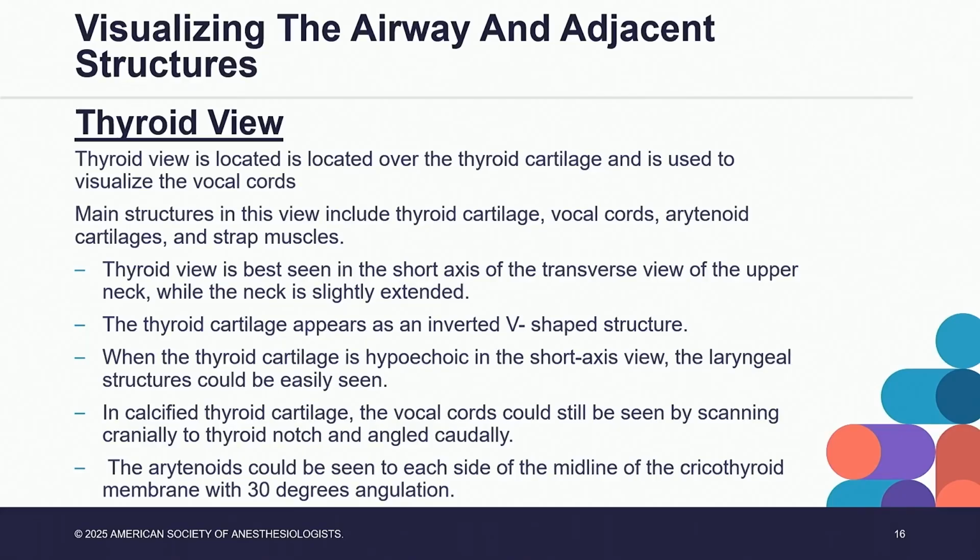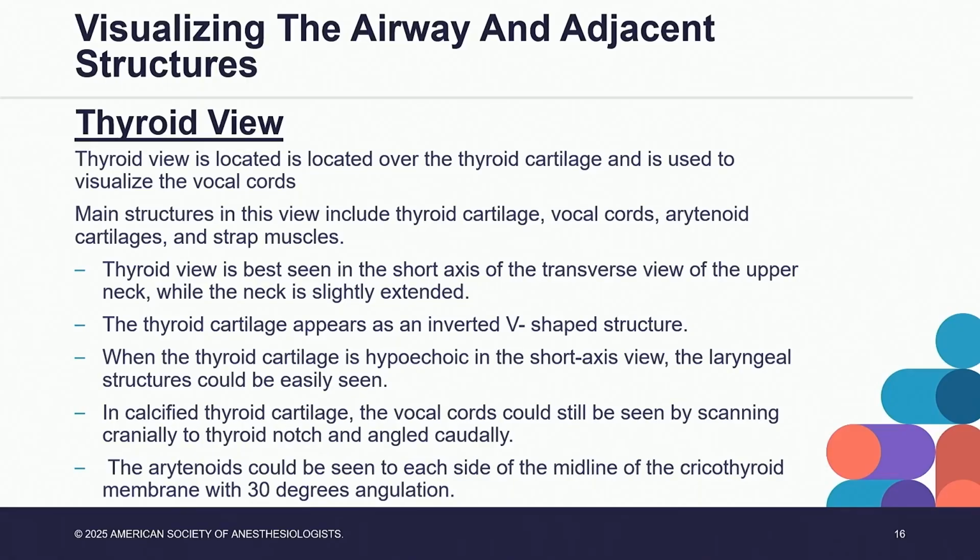How about the thyroid view? The thyroid view is located over the thyroid cartilage, and it is used to visualize the vocal cords, and this is very important. Many structures can be viewed. The thyroid view is best seen in the short axis of the transverse view of the upper neck, while the neck is slightly extended. Thyroid cartilage appears as an inverted V or a V-shaped structure. When the thyroid cartilage is hypoechoic in the short axis, the laryngeal structure can be very easily seen.